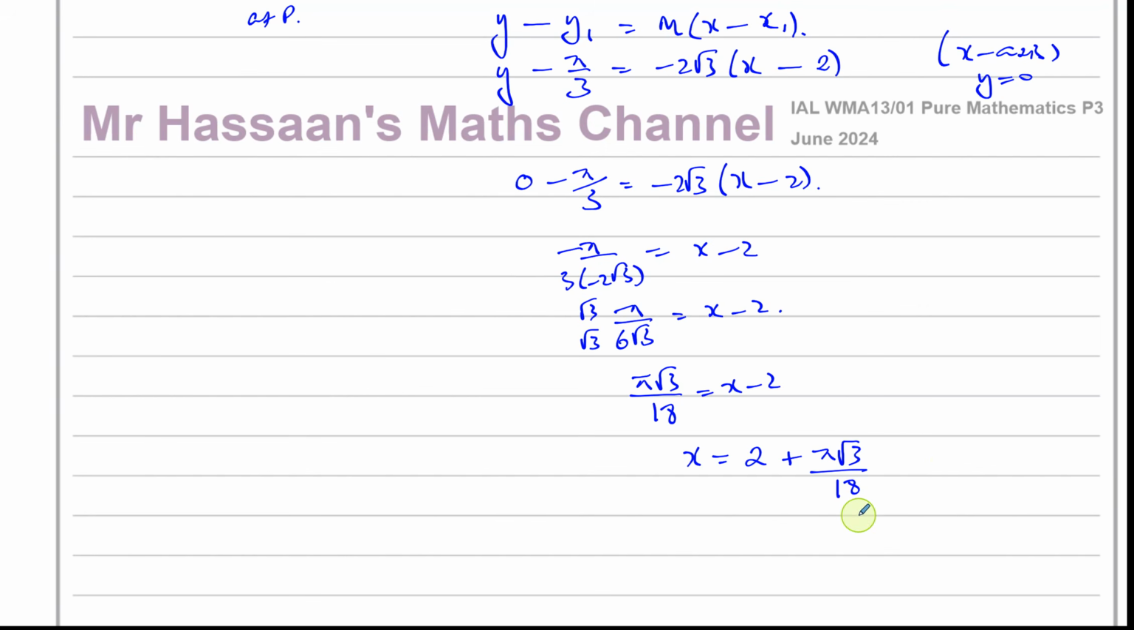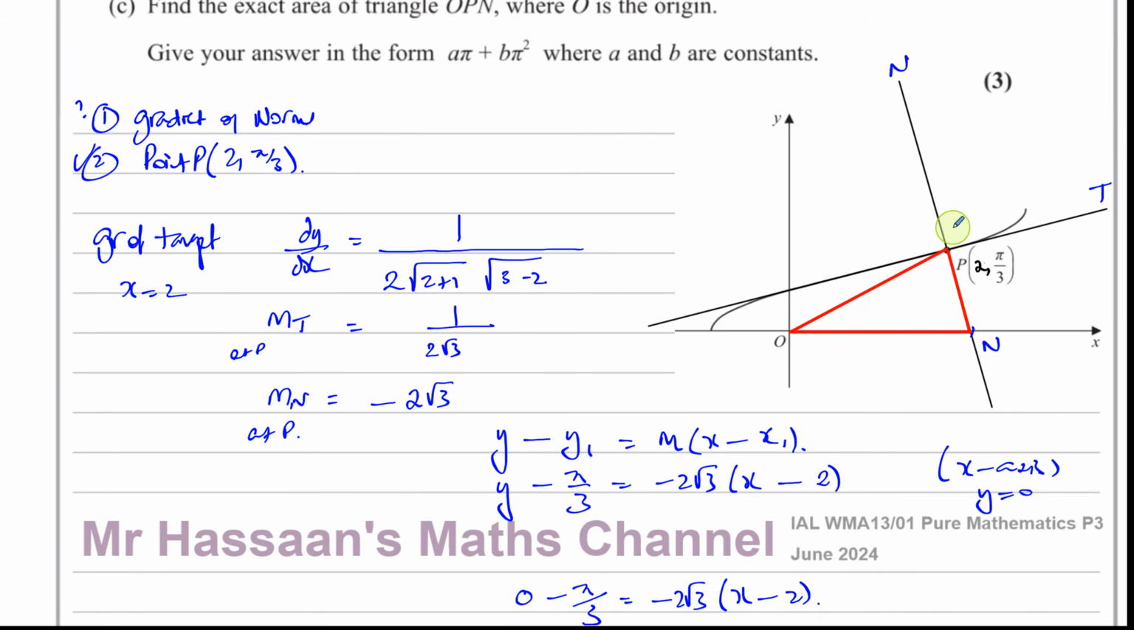In fact, I'll just write it as one fraction. If I write it as one fraction, then this is something over 18. I have to multiply 2 by 18, that's 36 over 18, which is 2. So that's going to be 36 plus pi times root 3, over 18. So that's the coordinates of N.